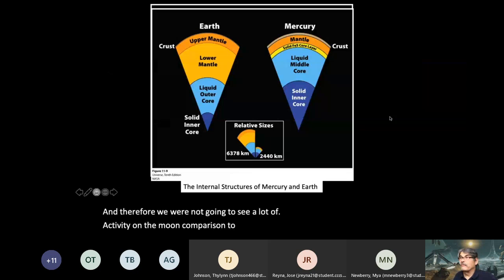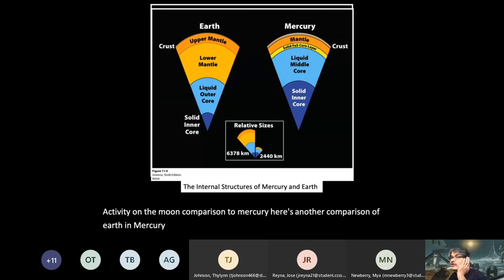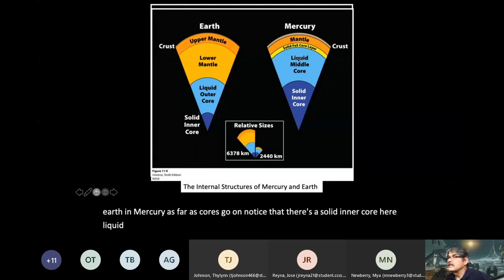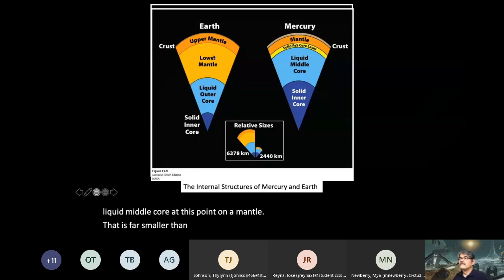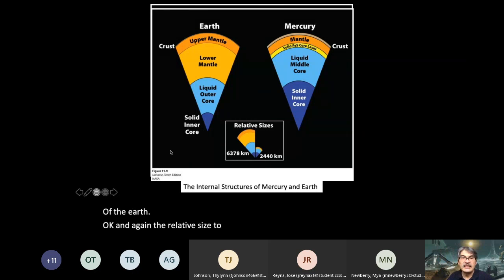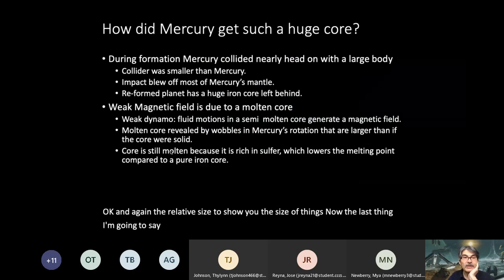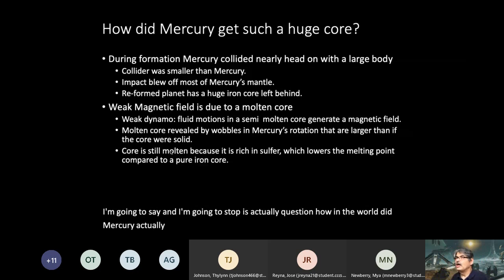Here's another comparison of Earth and Mercury as far as cores go. Notice that there's a solid inner core here, liquid middle core at this point, and a mantle that is far smaller than the mantle of the Earth. Okay, and again, the relative size to show you the size of things. Now, the last thing I'm going to say, and then I'm going to stop, is actually a question: how in the world did Mercury actually get such a huge core?